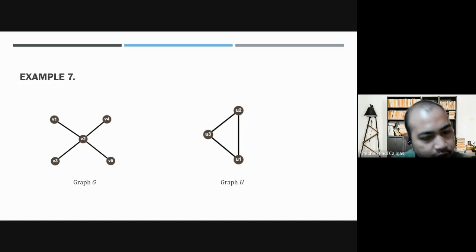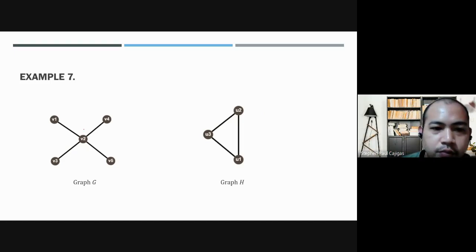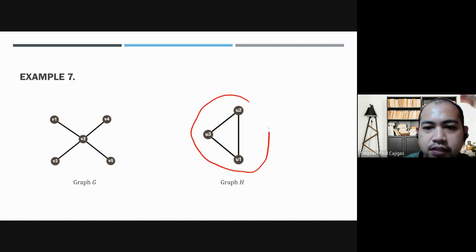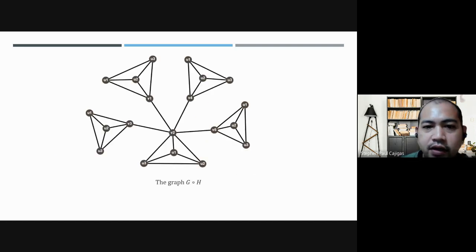Let's have another example. So let's have, again, example 2. This is our graph G, and this is our graph H. We want to have G circle H first. So what we will do is make 5 copies in here, because when we connect, this is what will happen.